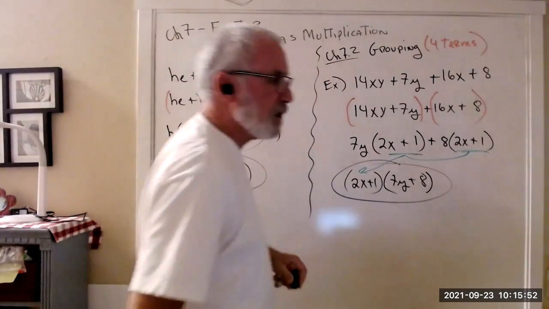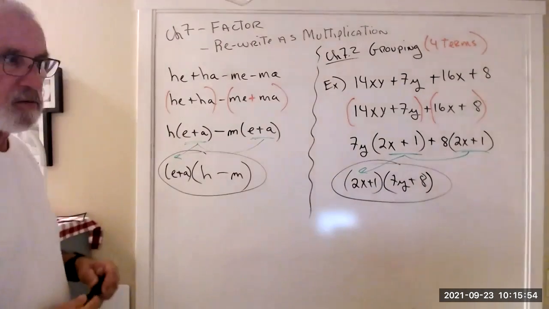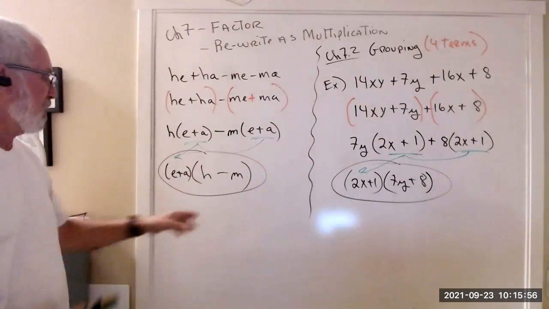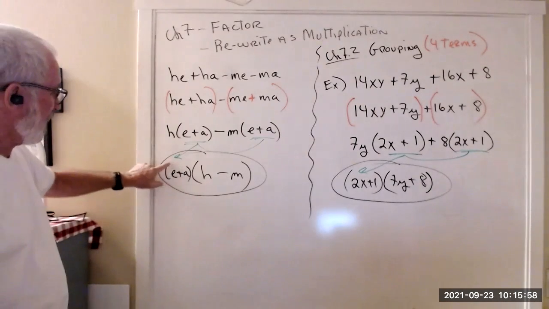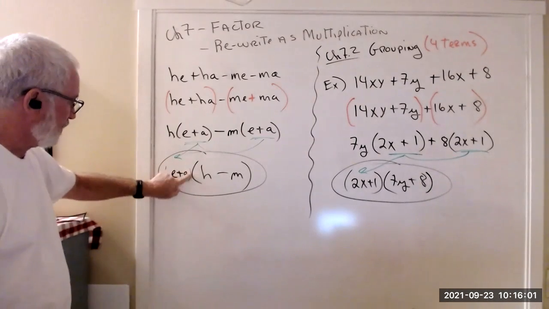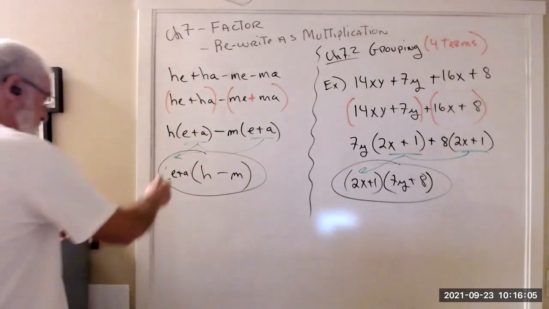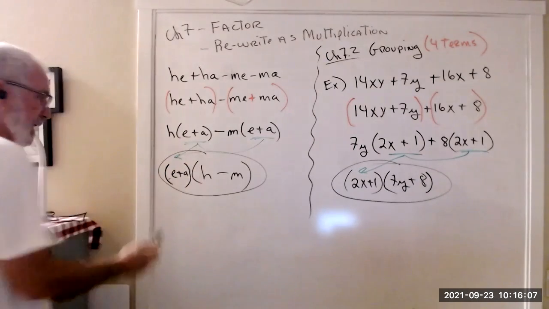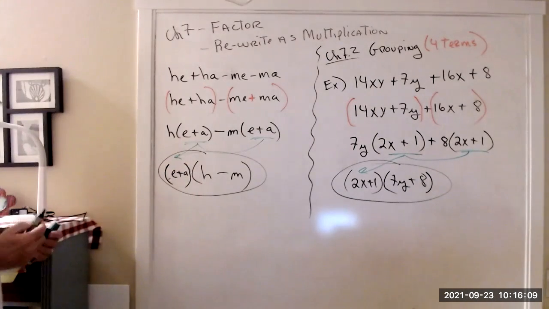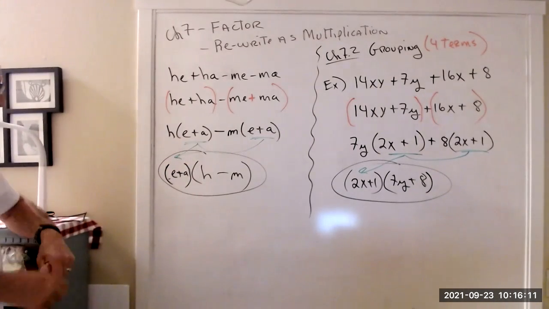By the way, you do need the parentheses around everybody. You can't just say, I'm going to factor out the e plus a and forget the parentheses. It's a quantity you're taking out. So you have to take out the entire quantity, e plus a inside of parentheses.